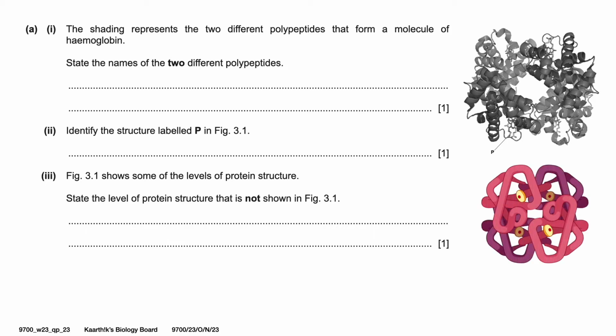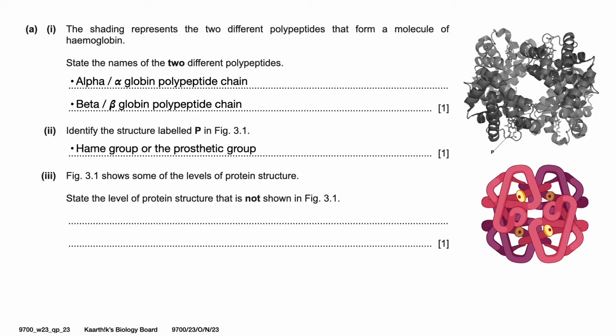So you have 2 types of polypeptides present in the hemoglobin, and the names of the 2 different polypeptides are being asked. Hemoglobin is formed mainly by 2 polypeptides. One is the alpha globin and the other one is beta globin. And identify the structure labeled P. The structure labeled P is nothing but the heme group or the prosthetic group, which is made of iron.